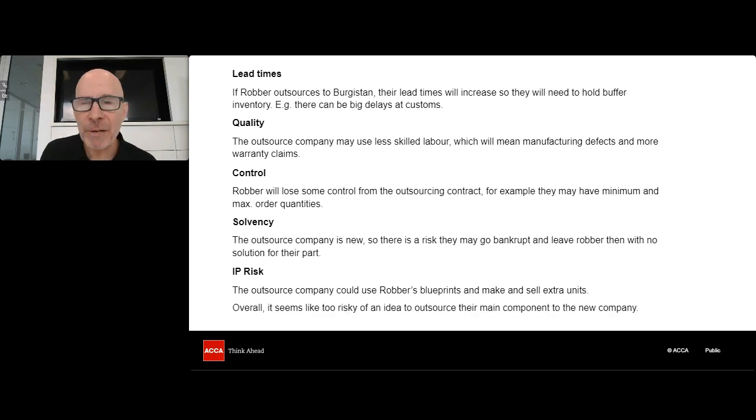Throw down an overall comment if you're evaluating performance. There could be a mark for it. There's often a mark for it. It just takes a moment to do that, okay? Overall, it seems like it's too risky to outsource their main component to the new company.